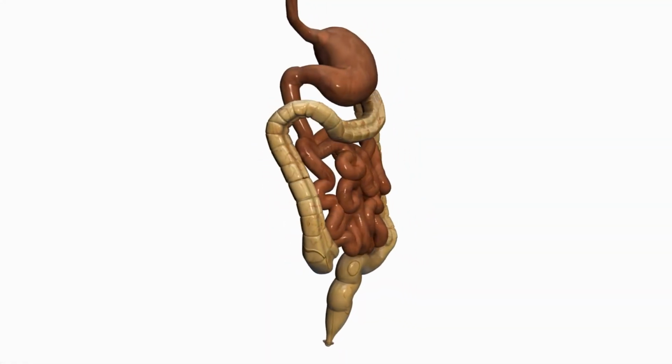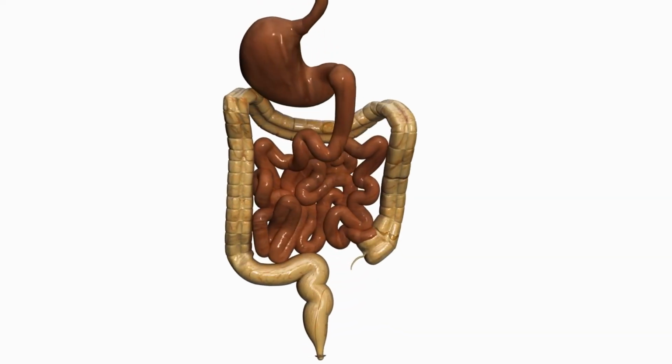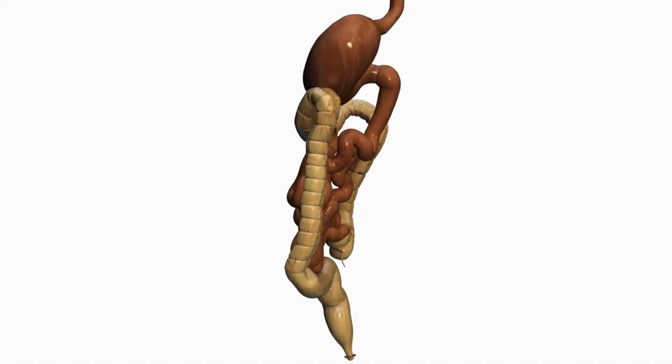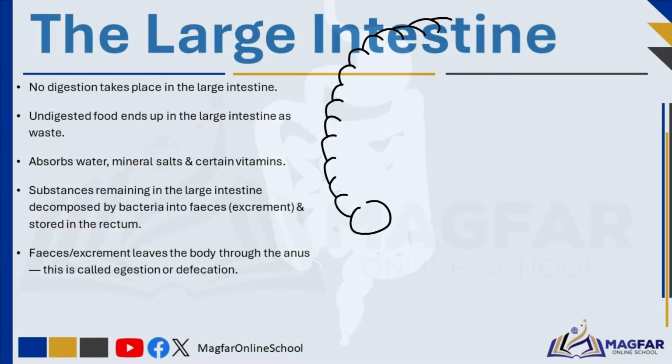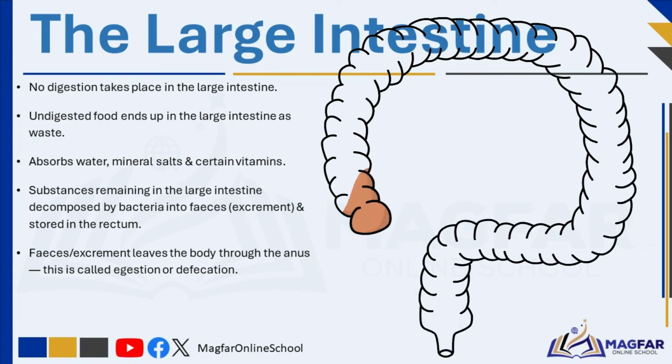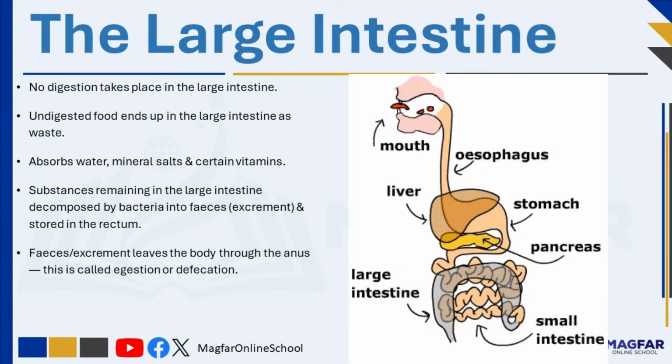The remaining material in the large intestine consists of undigested food waste. Bacteria in the large intestine help further break down some substances, forming feces or excrement. The rectum stores feces until it is ready to be excreted. The removal of feces from the body through the anus is called egestion or defecation. This final step in the digestive process ensures that waste and unwanted materials are expelled from the body.